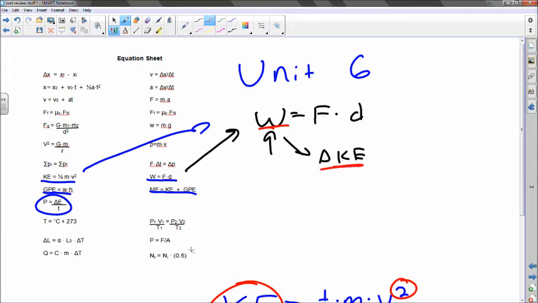If the force here is negative, and that's going to happen if the net force is in the opposite direction that the object is moving, then that is going to take energy away. And so the work done is going to be negative, and the change in kinetic energy is going to be negative. And in that case, that net negative force is actually going to slow the object down.